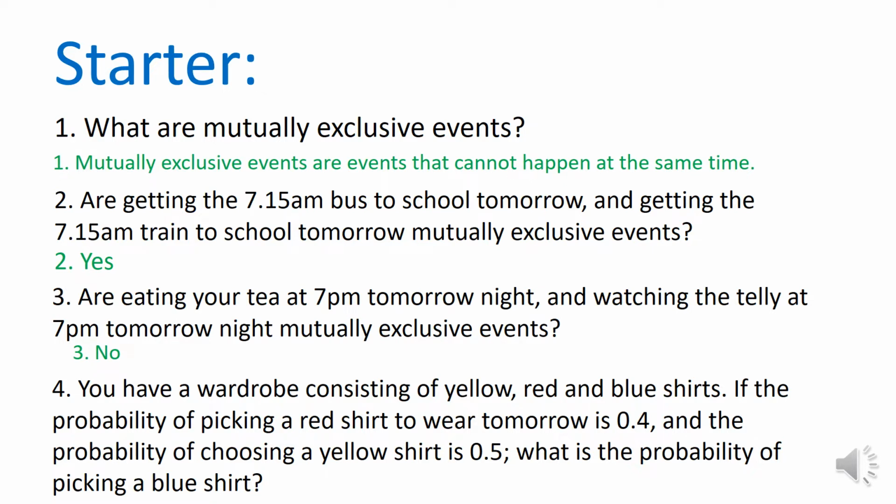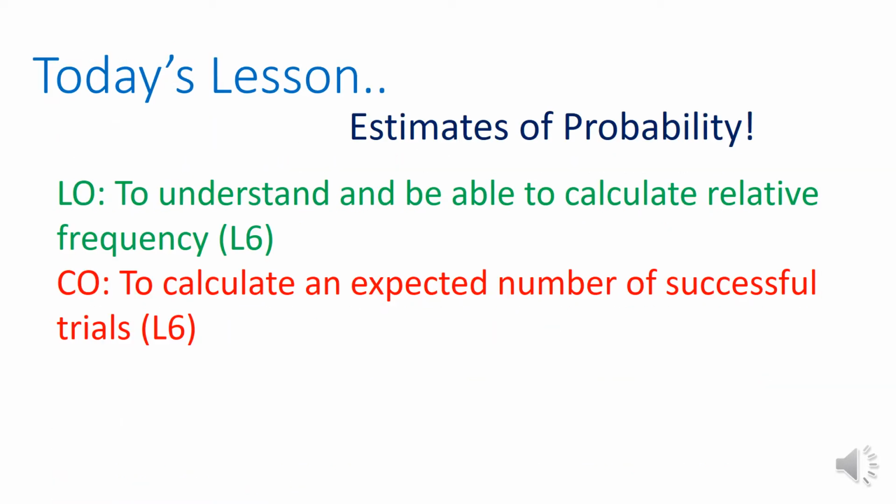If the probability of picking a red shirt is 0.4 and the probability of getting a yellow is 0.5, what is the probability of getting a blue? Well, if your wardrobe is just yellow, red and blue, then the probability of getting one of those colours has got to be 1, because that's a certain thing. So we know that 0.4 plus 0.5 plus whatever the probability of blue is 1. So that means blue has got to be 0.1 for that to work.